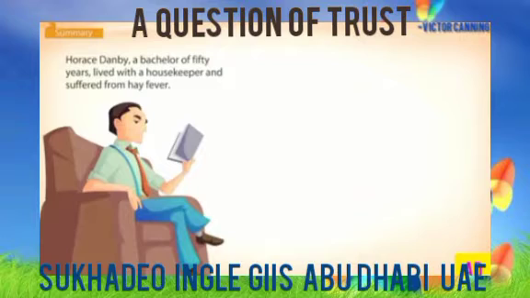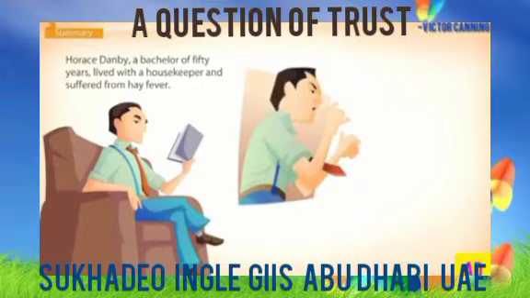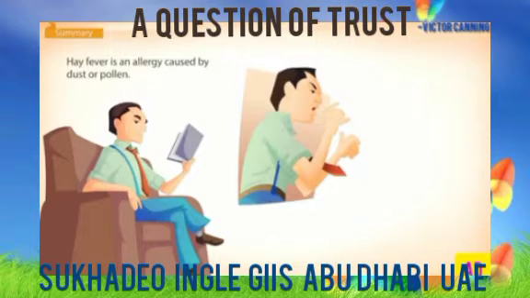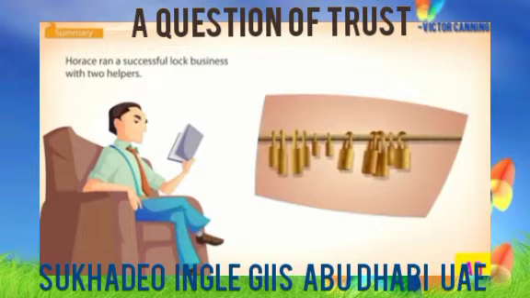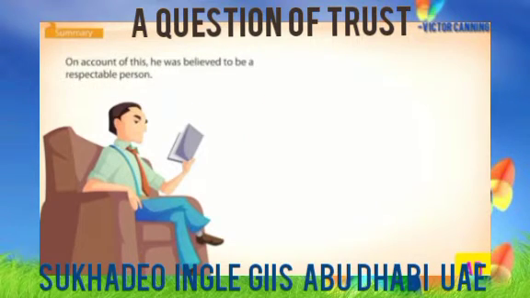Horace Danby, a bachelor of 50 years, lived with a housekeeper and suffered from hay fever. Hay fever is an allergy caused by dust or pollen. Horace ran a successful lock business with 2 helpers. On account of this, he was believed to be a respectable person. The narrator, however, questions Horace's honesty.